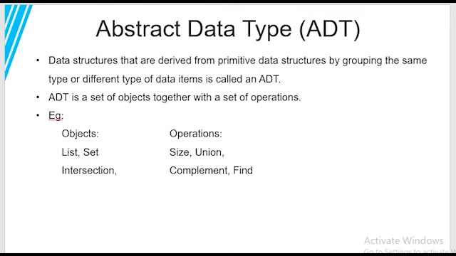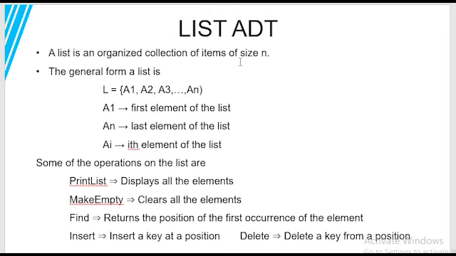There are many forms of abstract data type. In that, list ADT is the first type. What is a list? List is an organized collection of items of size n. We can give many elements, and those elements are organized in the form of a list. For example, we are giving A1, A2, A3 till AN. We are going to form this as a list. Here, A1 is the first element, A2 is the second element, A3 is the third element, AI is the ith element. If I is 10, this is the 10th position element, and N is the last element in the list.